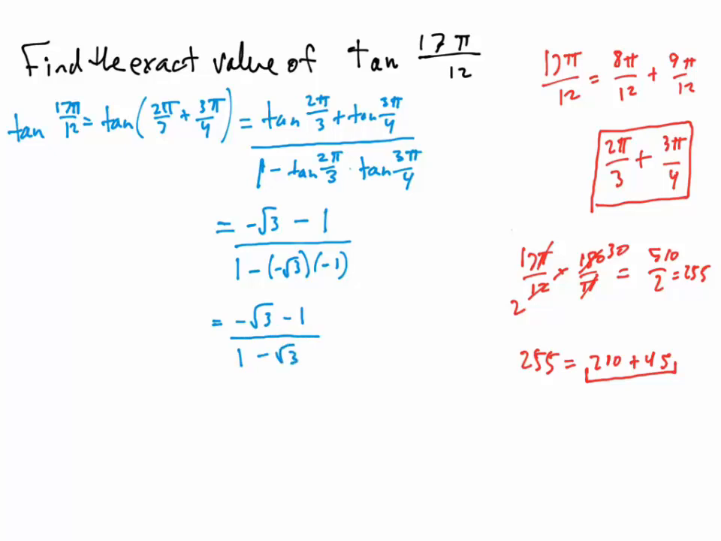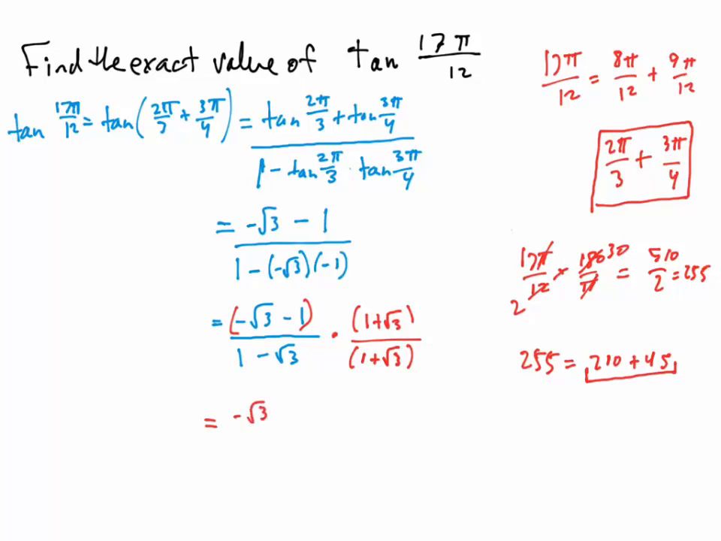that's going to be negative root 3. Now at this point, we need to rationalize the denominator, and how we do that is by multiplying by the conjugate. So 1 plus root 3 divided by 1 plus root 3. Now the whole reason we multiply by the conjugate is because this will remove the radicals in the denominator. So in the numerator, we need to distribute this out.